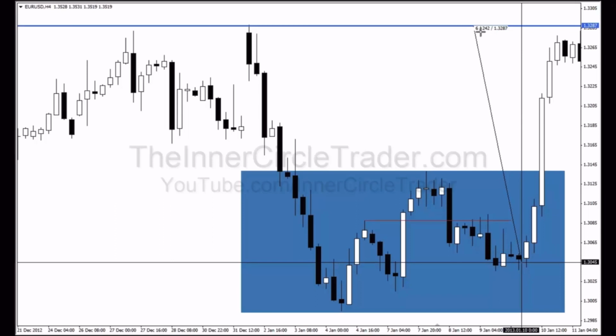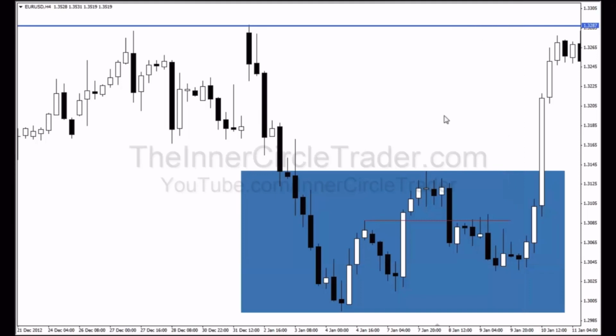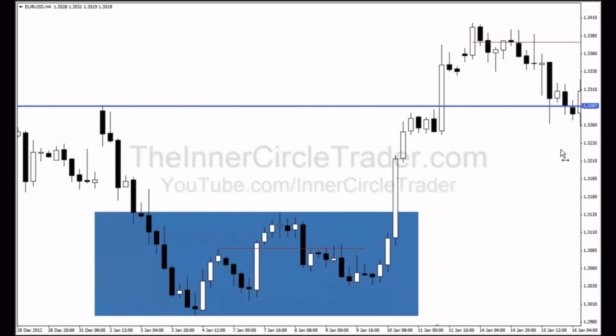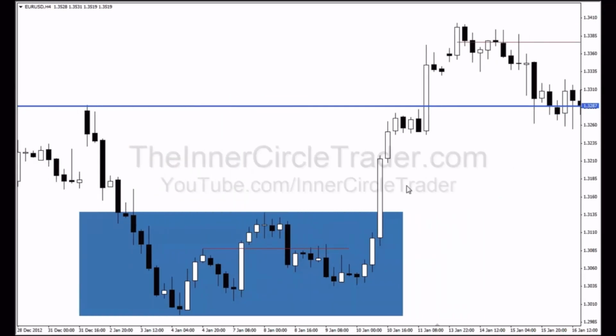So would you be willing to risk roughly 50 pips, just trading on a 4-hour basis, risk 50 pips to make 240 pips? Does that sound like a good reward to risk? I'll leave that up for you to decide. But as price moved up, you can see it quite easily hit this objective and it moved on beyond that as well.